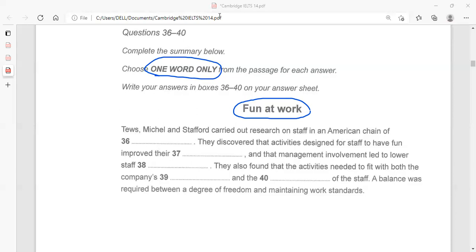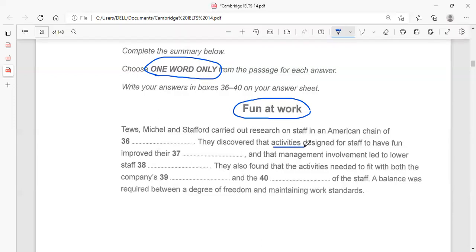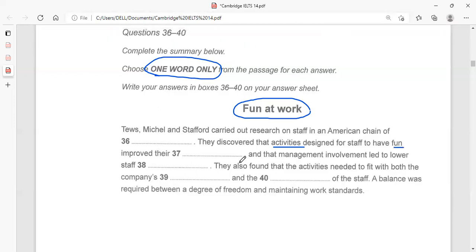Okay, let's discuss the answers, guys. Let's start with 37. They discovered that activities designed for staff to have fun improved their blank. So there was some activity designed for the staff and that improved something. And that management involvement led to lower staff blank. So something was improved and something was substantially reduced.